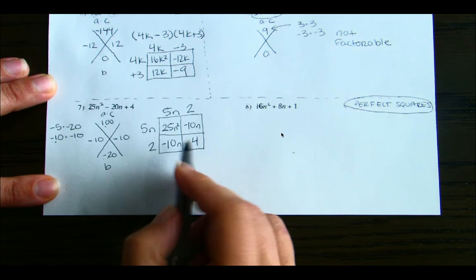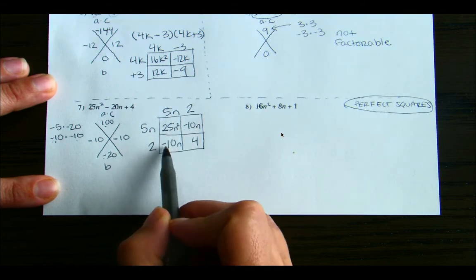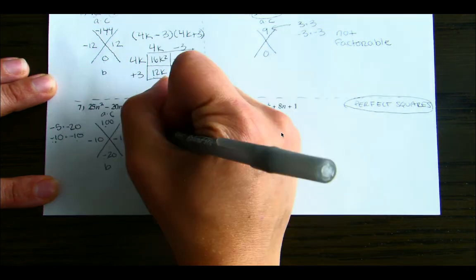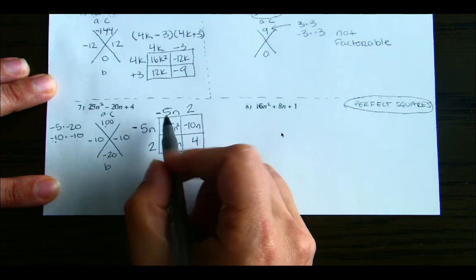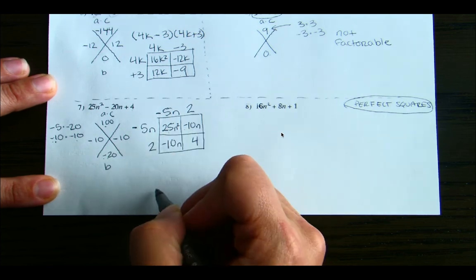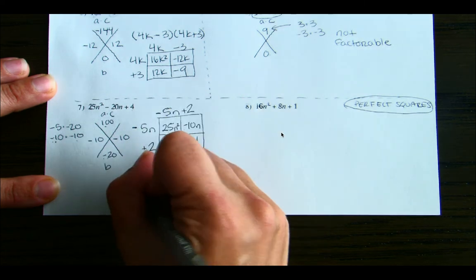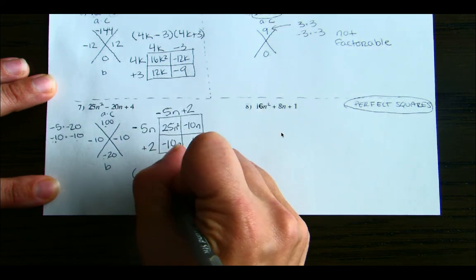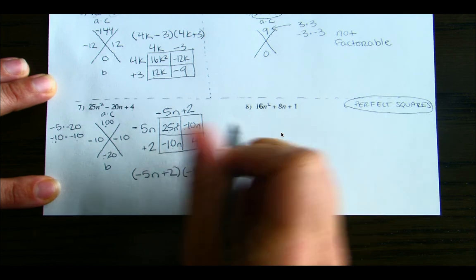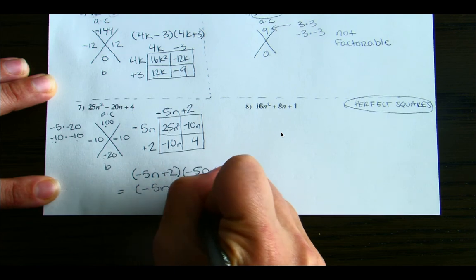Now notice that we're missing one thing. There's a negative 10 here and a negative 10 here. I need something to be negative, which means that negative 5 and negative 5 make us a positive 25, and that'll give us the negative 10s we need. So that means that when we factor it, we have negative 5n plus 2 times negative 5n plus 2. And I can rewrite that as negative 5n plus 2 squared.